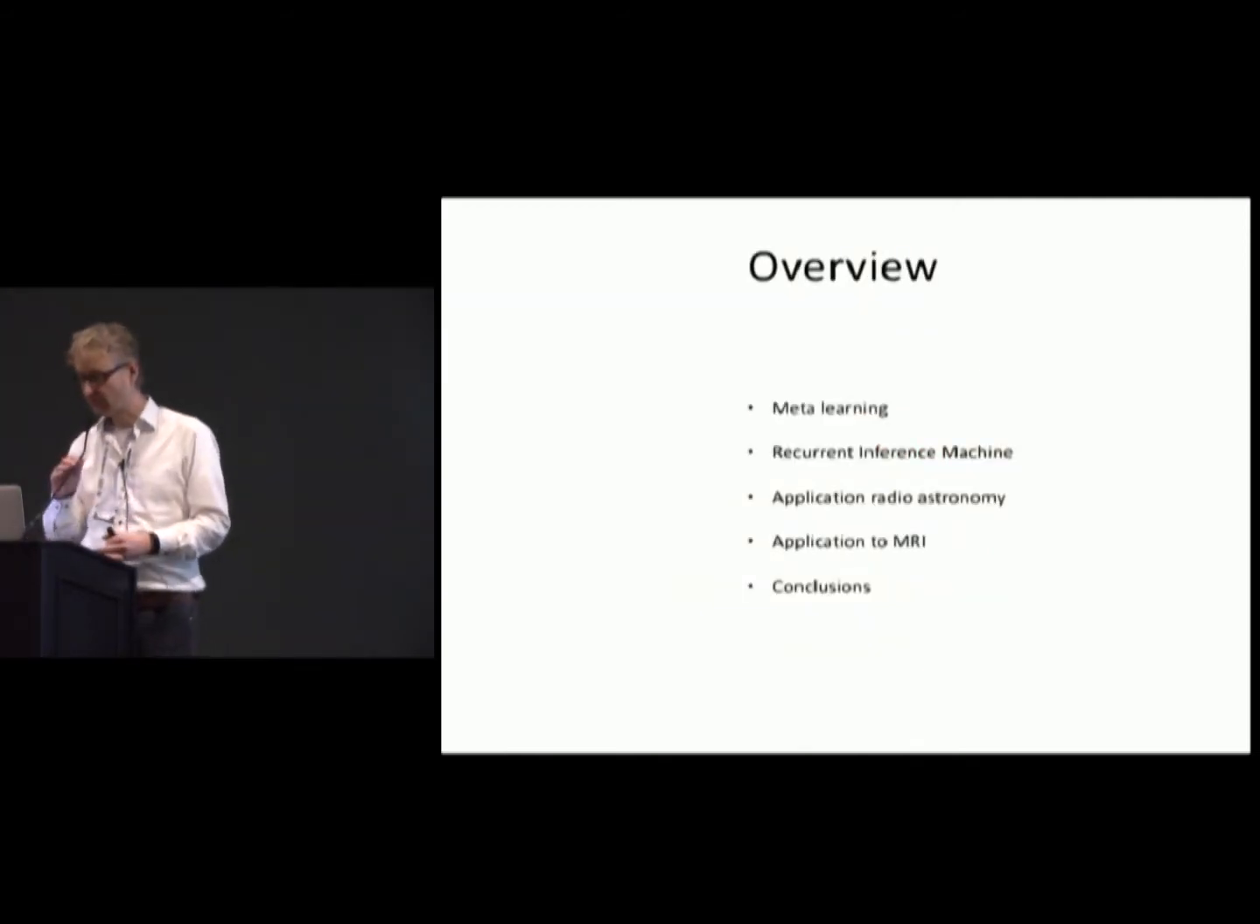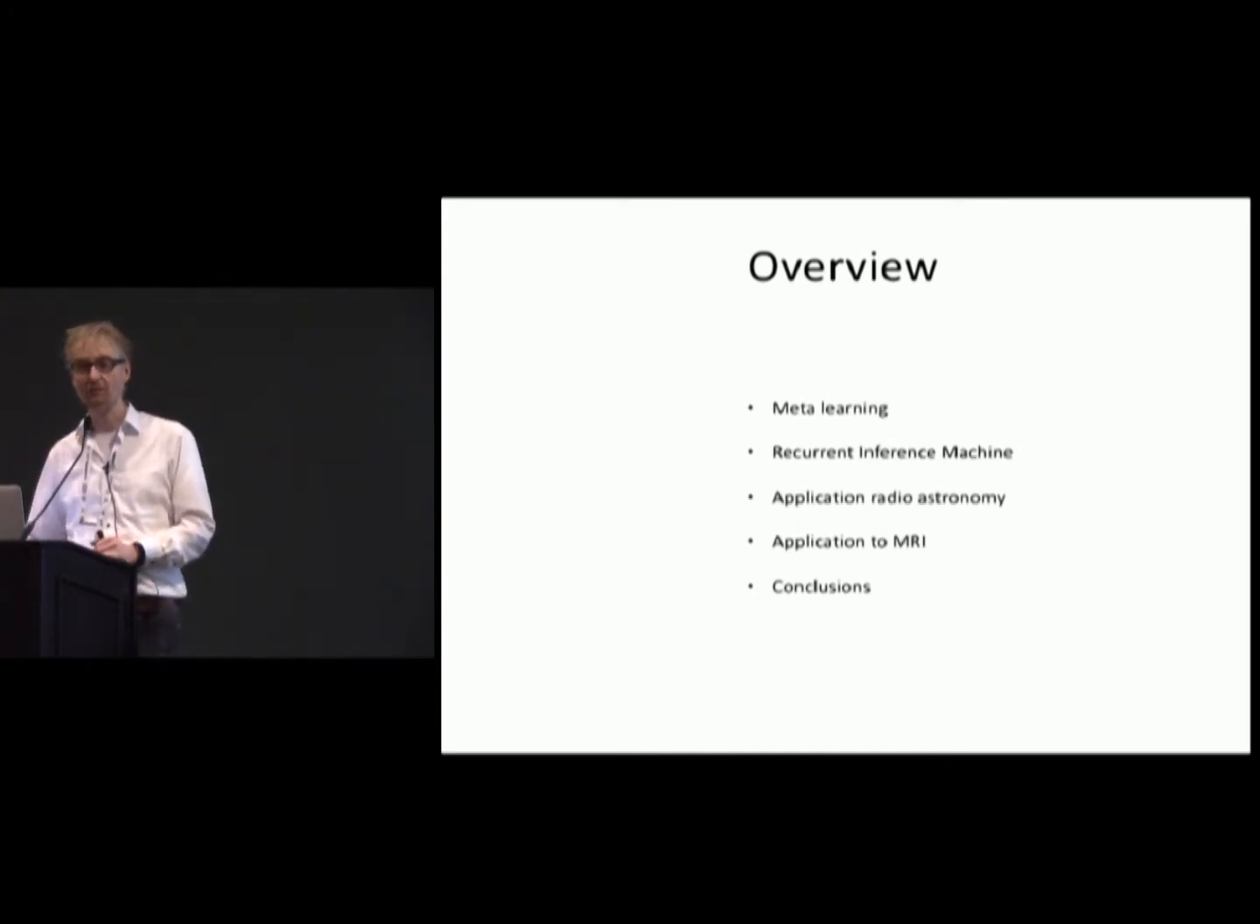Okay, so here's the overview of my talk. First I'll be connecting what I will do to a new exciting development in machine learning called meta-learning. If you were yesterday at the symposium on meta-learning, you'll see some of the pictures copied. Then I'll connect that to the recurrent inference machine as an instance of a meta-learning algorithm, but applied to inference instead of learning. Then I'll show you some results on applying that framework to radio astronomy and MRI, and then I'll conclude.